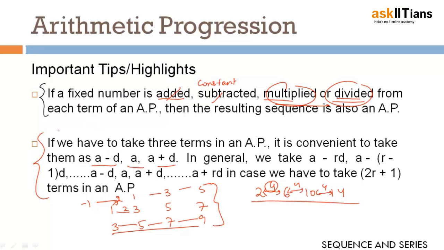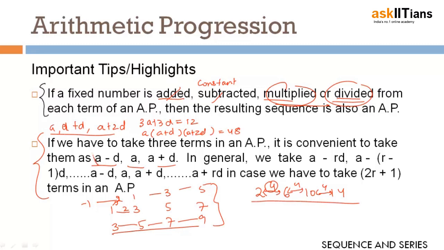Now if you go back to the original definition, A, A plus D, A plus 2D, what will be the two equations? If you add these, you will get 3A plus 3D equal to 12. And if you multiply these, A into A plus D into A plus 2D will be equal to 48.